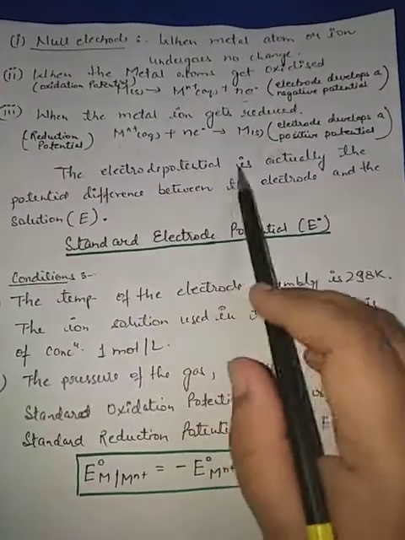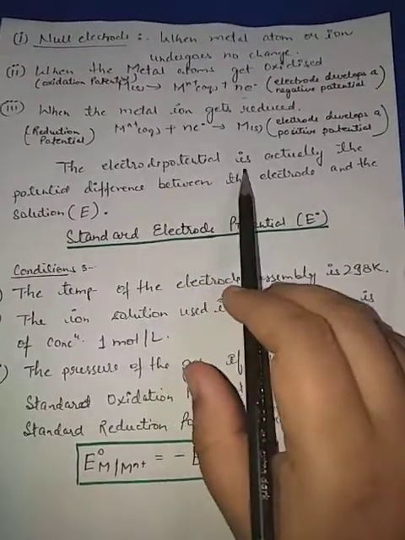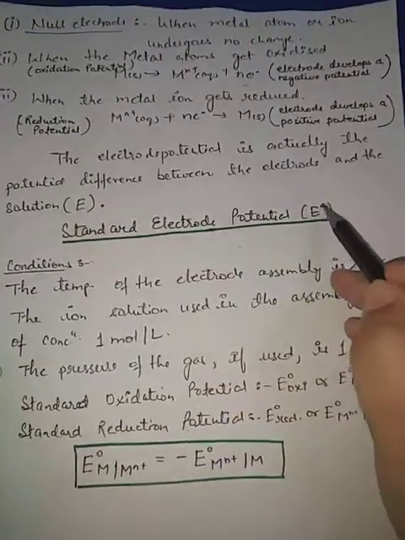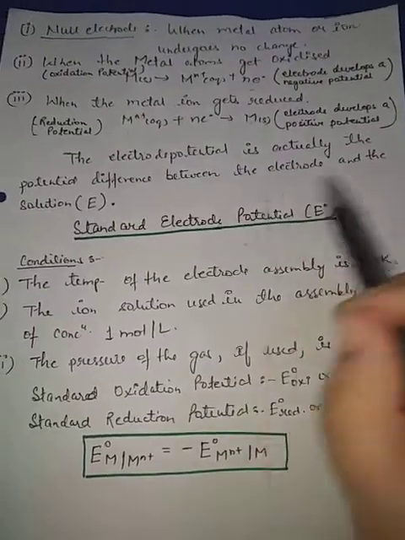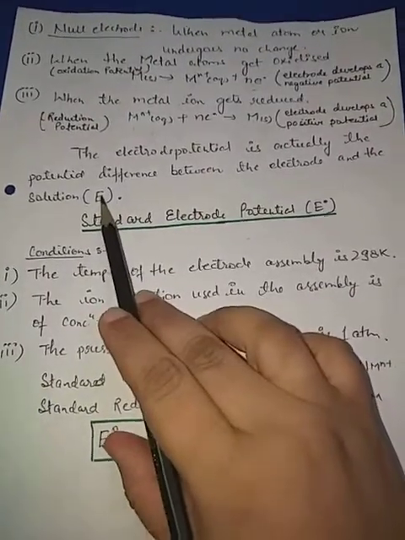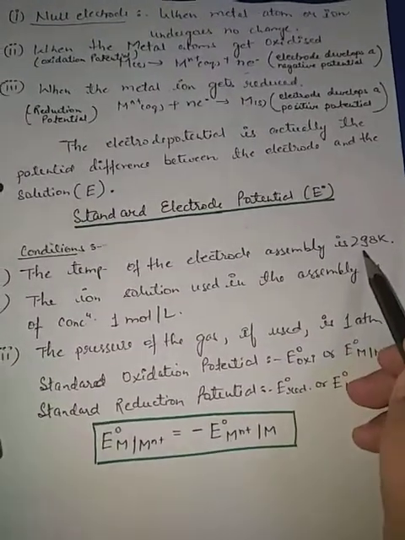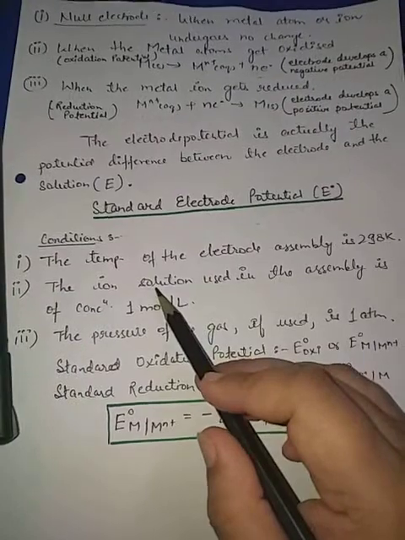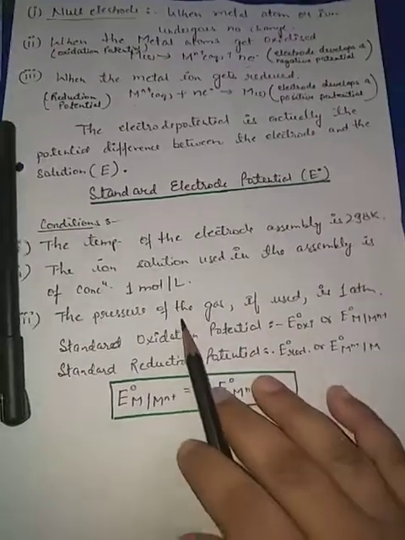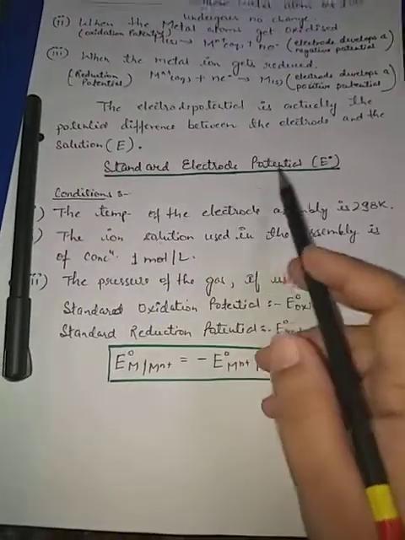The electrode potential is actually the potential difference between the electrode and the solution, and it is represented as E. E naught is the standard electrode potential. The electrode potential is called the standard electrode potential when the temperature of the electrode assembly is 298 Kelvin or 25 degrees Celsius, the ionic solutions are of molarity 1 mole per liter, and the pressure used for the assembly is 1 atmosphere.